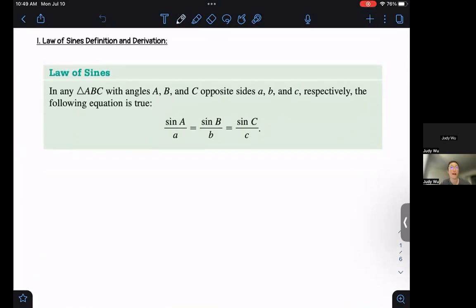We're going to take a look at the law of sines, definition and derivation. So here's our law of sines. You look it up online or in any textbook, and it'll tell you something very similar to this: in triangle ABC with angles A, B, and C, and opposite sides little a, little b, little c, the following equation is true. Sine A over a equals sine B over b equals sine C over c.